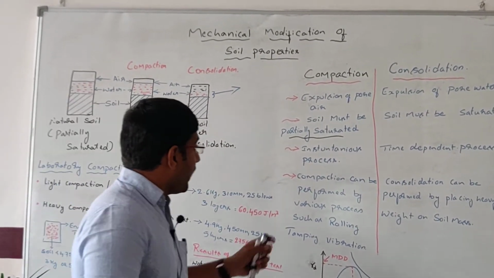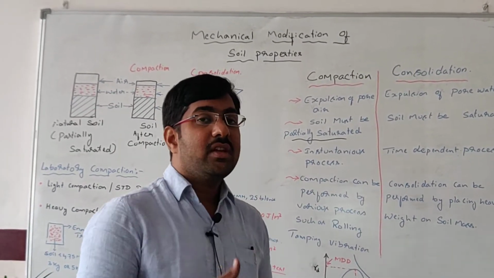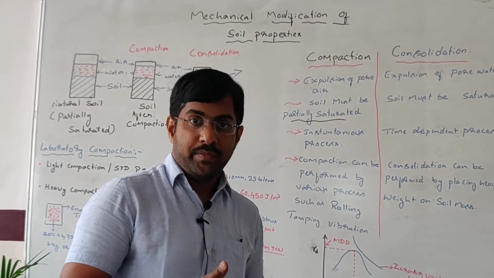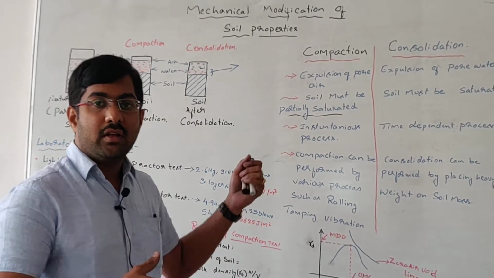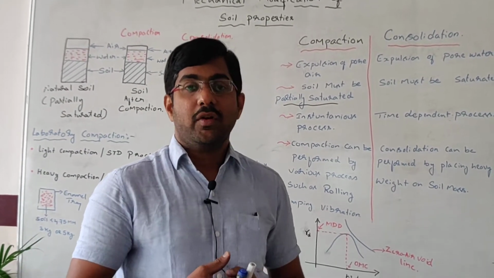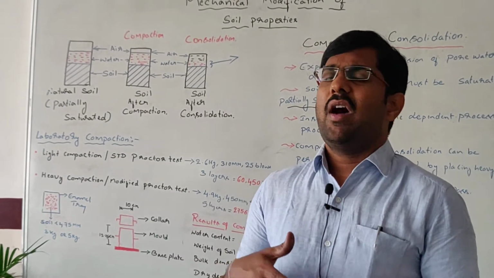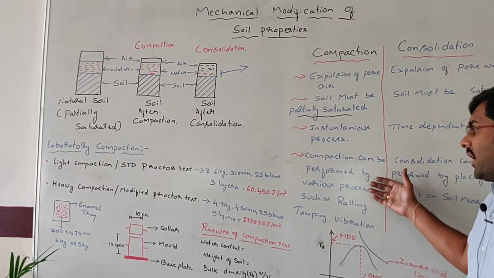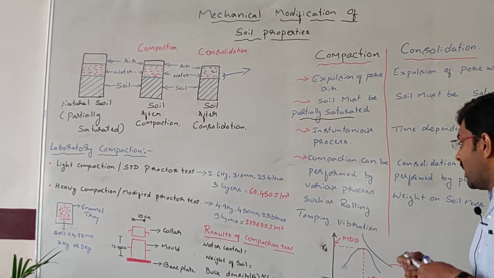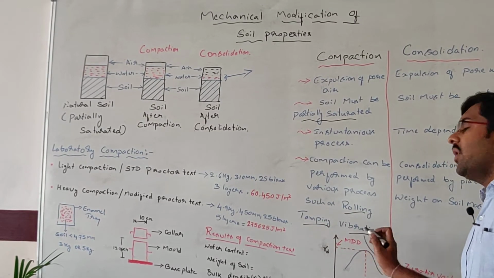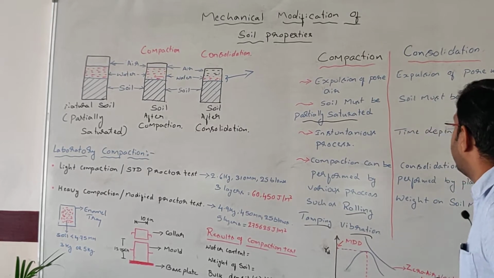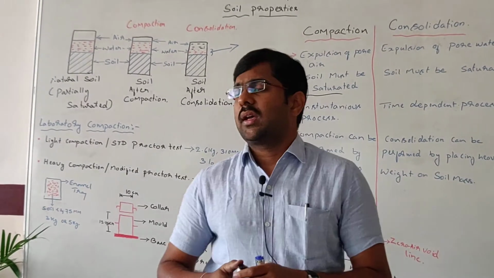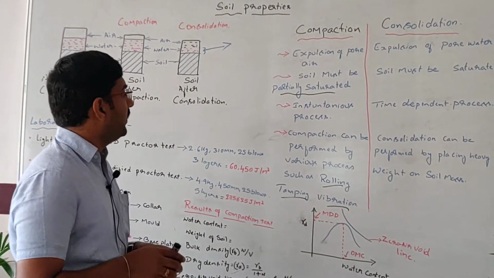And then the compaction methods. The compaction can be performed either by rolling, dumping or by vibration. So any method can be adopted while carrying out the compaction process. And depending upon which, we have numerous equipment available to carry out rolling, dumping and vibration in the case of compaction of the soil.